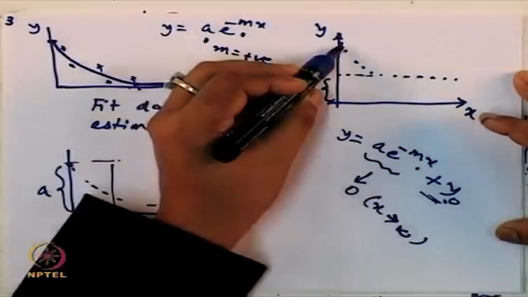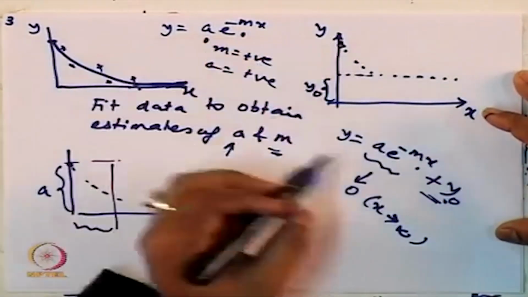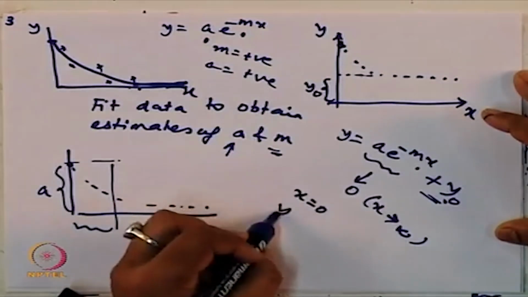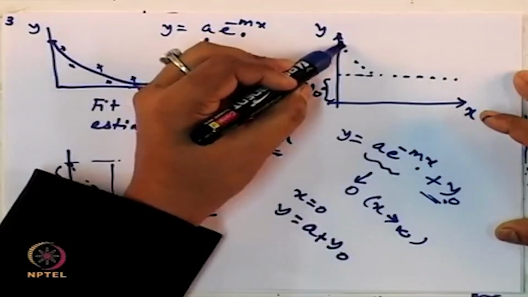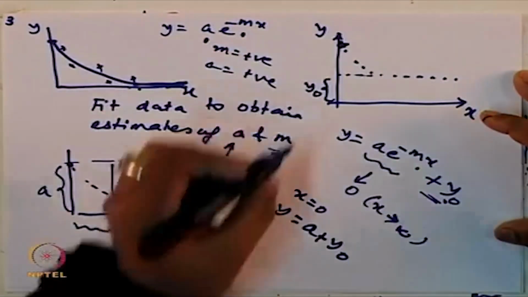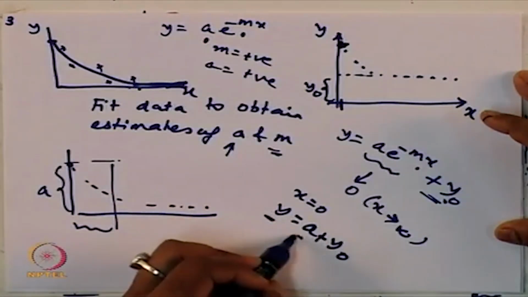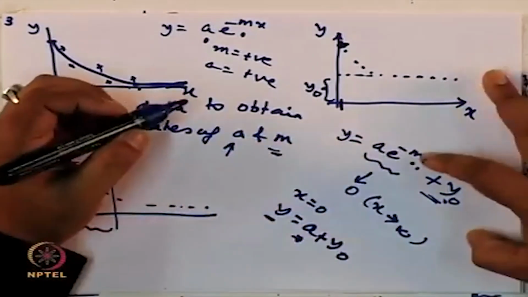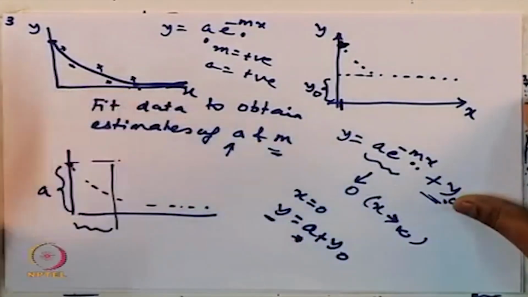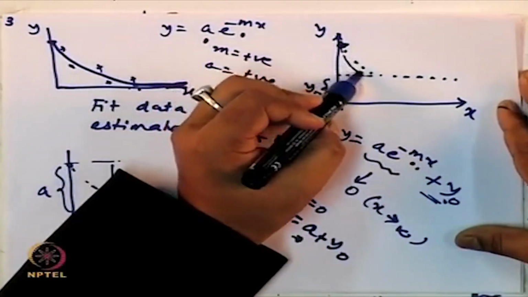From your data you know how to estimate y naught, which is nothing but this plateau value. And you know at low values of x, whatever is your value of y, at x equal to 0, y is equal to a plus y naught. So, if you know the value of y at this point, you can find out an estimate of a, and then that leaves us with this particular constant m to be determined. As m increases, your curve should look sharper and sharper.